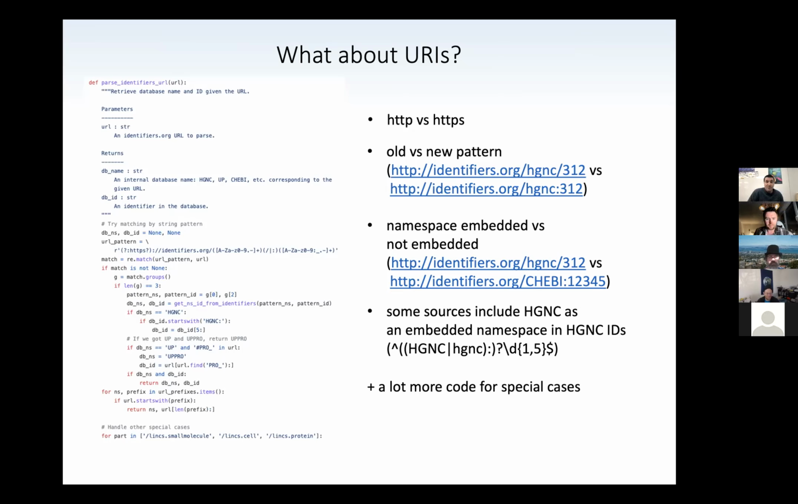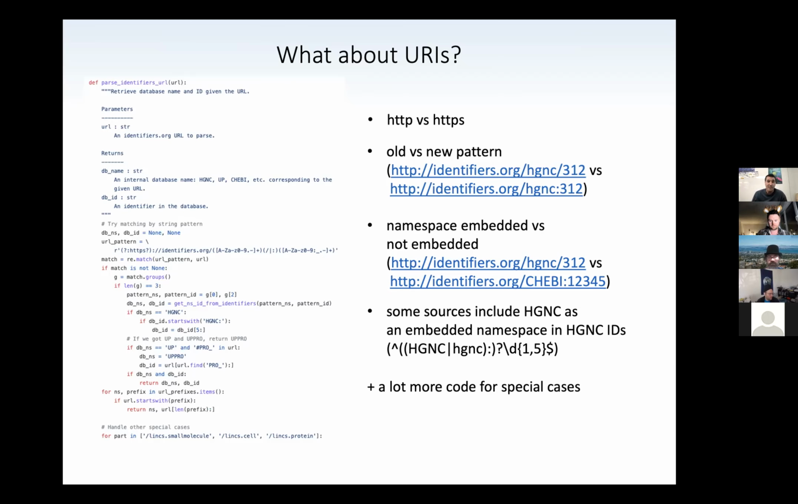Identifiers.org, for instance, has old versus new style patterns, and some sources might use one or the other, so we have to handle both. The namespace embedded versus not embedded issue also results in some variability in how these URLs are constructed. Some sources actually allow you, like HGNC, their pattern definition for identifiers allows you to either have a prefix in the identifier or not have it.